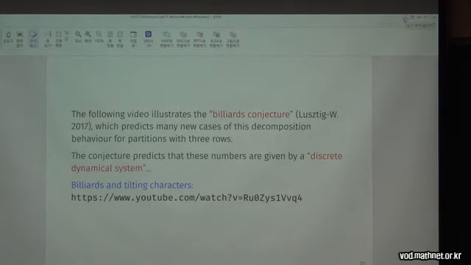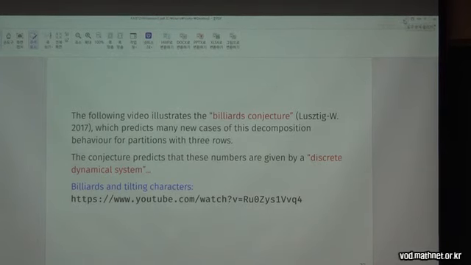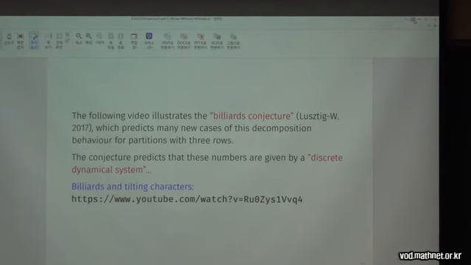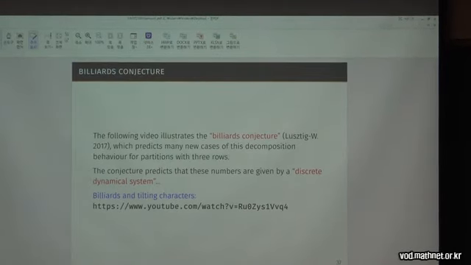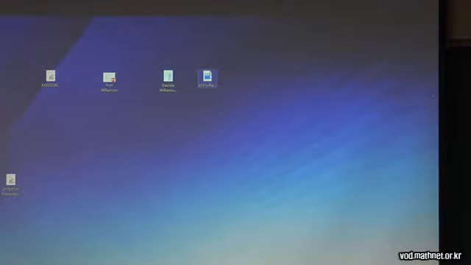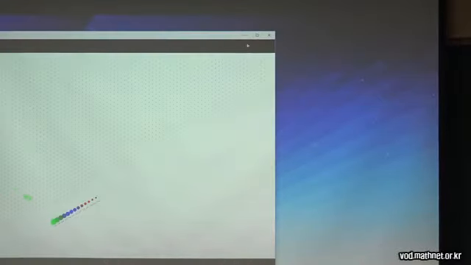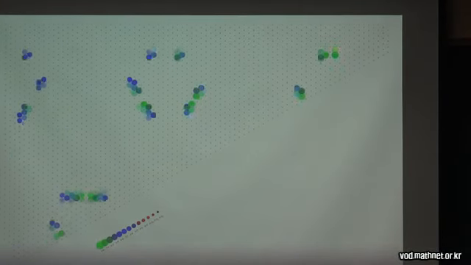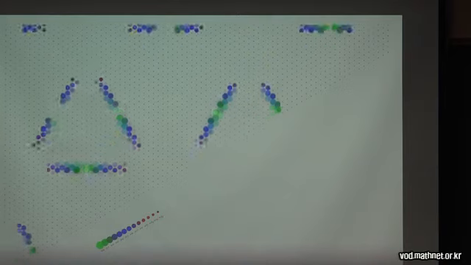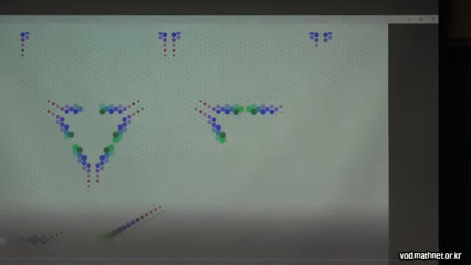Before I show you this video, it turns out that there's a 1 parameter family of questions for 3-row partitions. So, could you, is it possible to loop the video? Or I can just play it again. Oh, okay. That's okay, yeah. Okay.